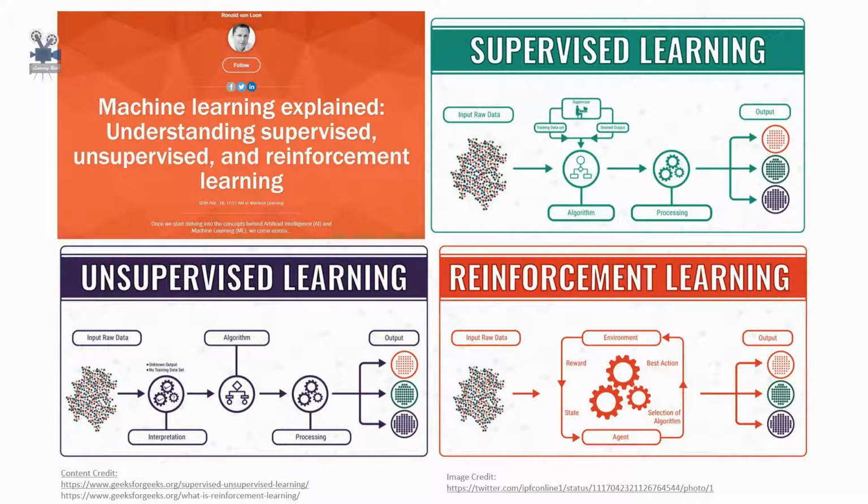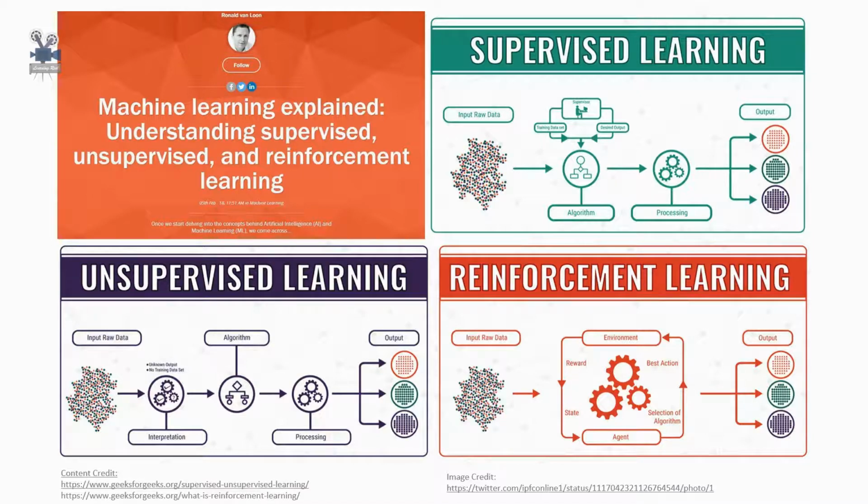Supervised learning is classified into two categories of algorithms. One is classification. A classification problem is when the output variable is a category such as red or blue, or disease and no disease. The next is regression. A regression problem is when the output variable is a real value such as dollars or weight.